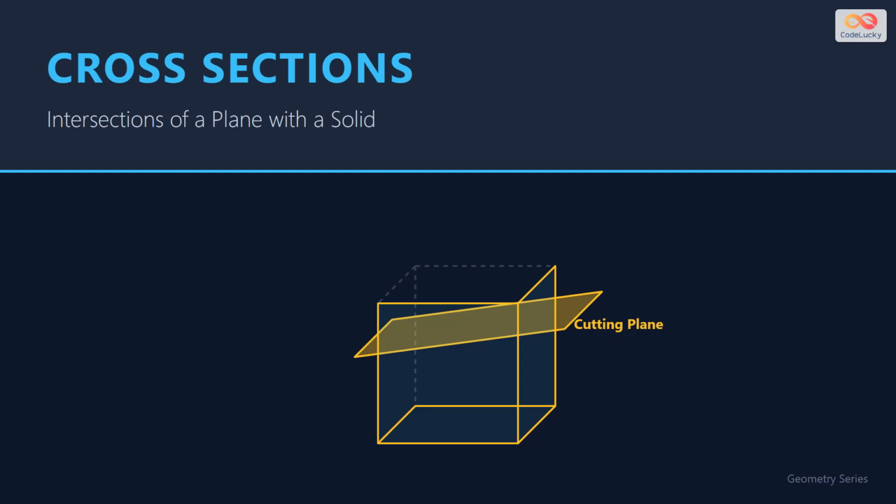Today, we are going to explore the fascinating world of cross-sections. We will learn what happens when a flat surface, known as a plane, slices through a three-dimensional solid object. By the end of this video, you will be able to visualize and identify different 2D shapes hidden inside common 3D objects.